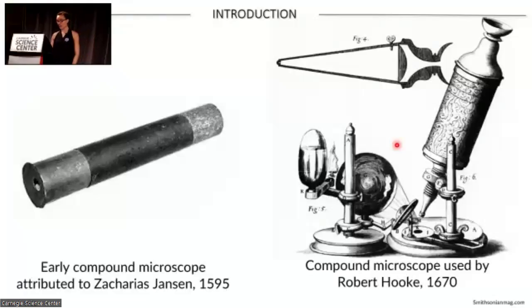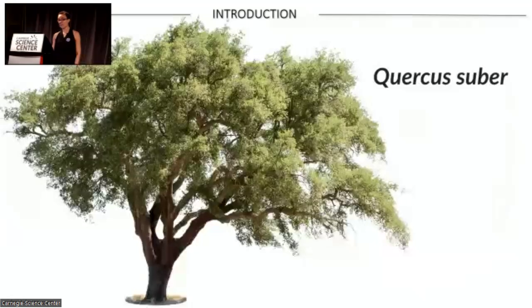engage with the world around us. It showed us that we didn't know nearly as much about the world as we thought that we knew. So Hooke used his microscope to look at thin slices of a cork tree, of the interior of a cork tree.